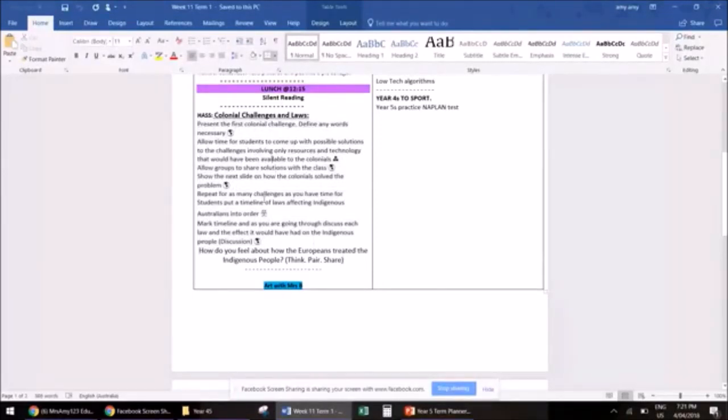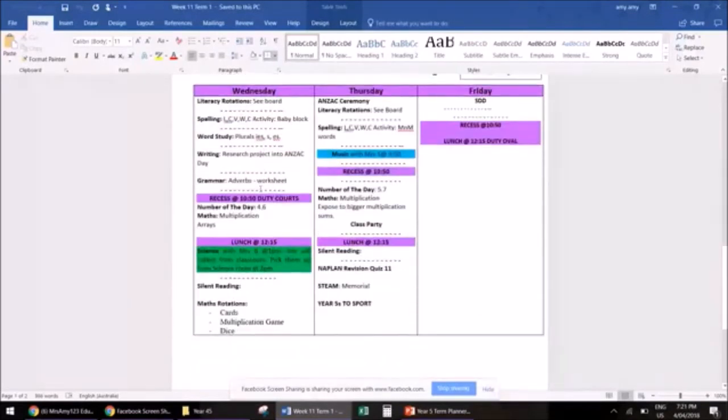And then I might do other things like just deleting 1 or 2 words. So coming down for Wednesday, for writing, instead of writing, I decided we'd research into Anzac Day because we've got our Anzac Day ceremony on Thursday morning. So I thought it would be a good idea to do that. And I'll actually give you a run through of what that is in a minute.